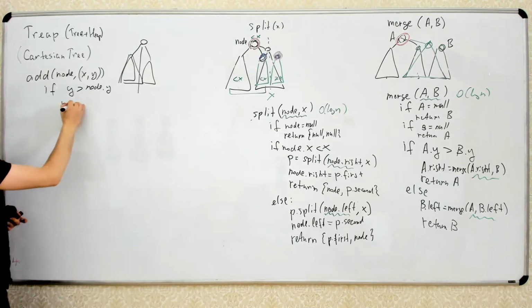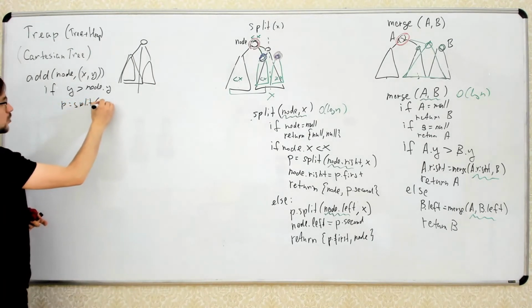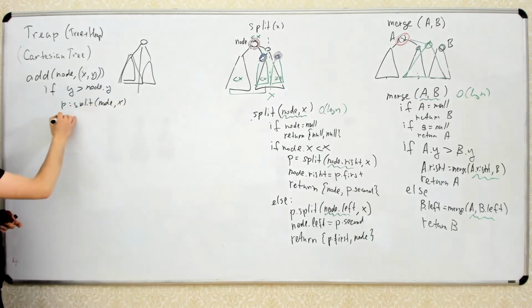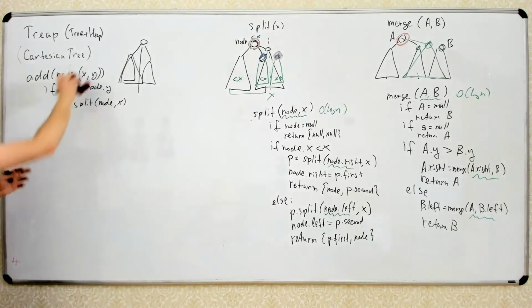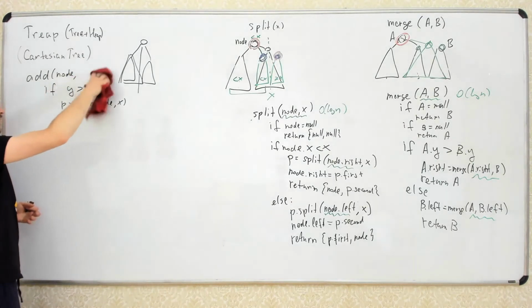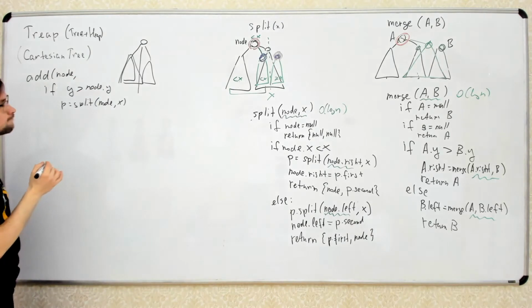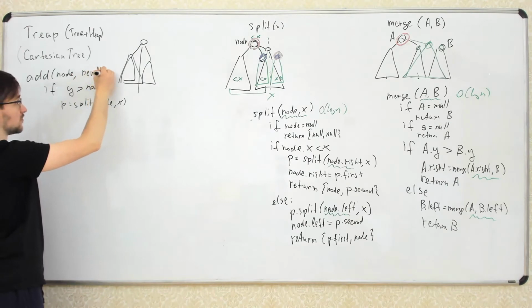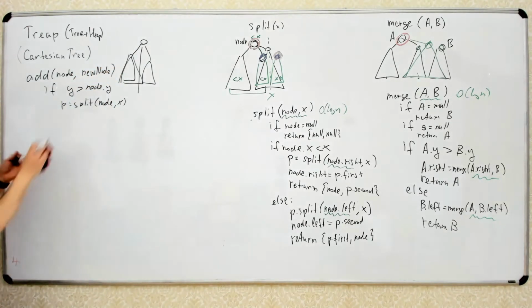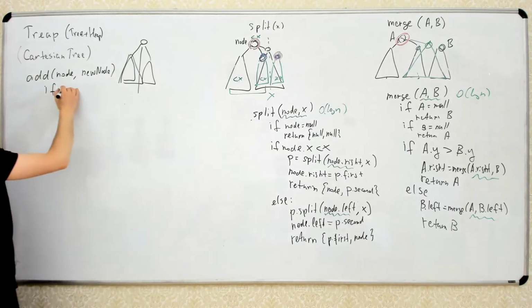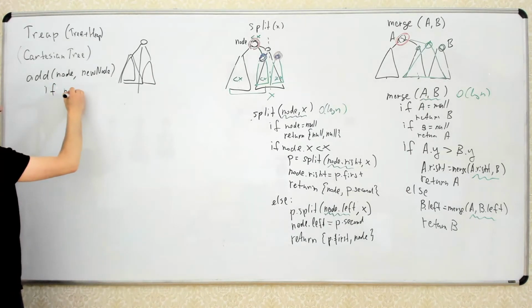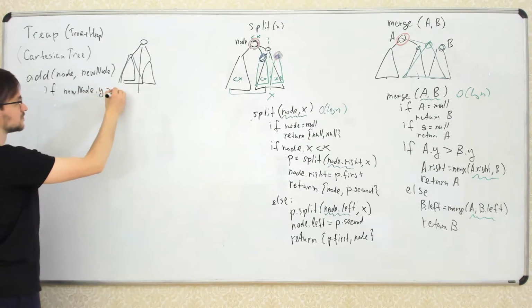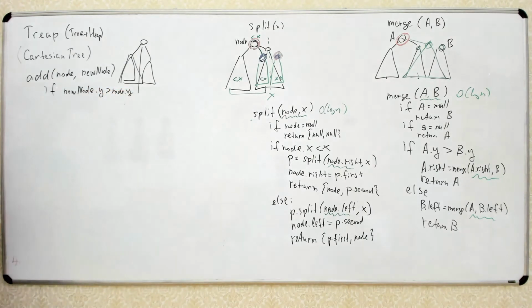So just make p split your node by x and just say, I don't like this. I need something to call this new node. New node. That's better. I'm not very creative, okay, in naming.